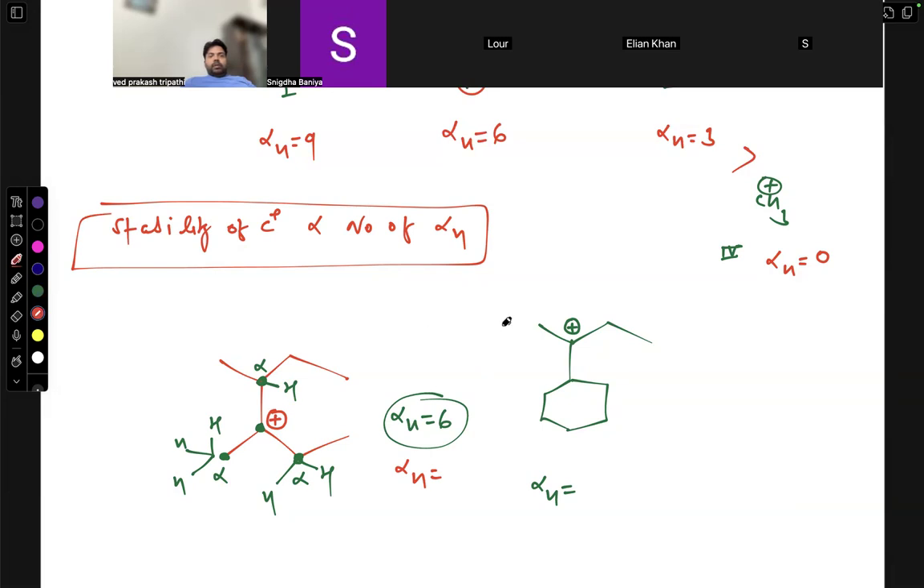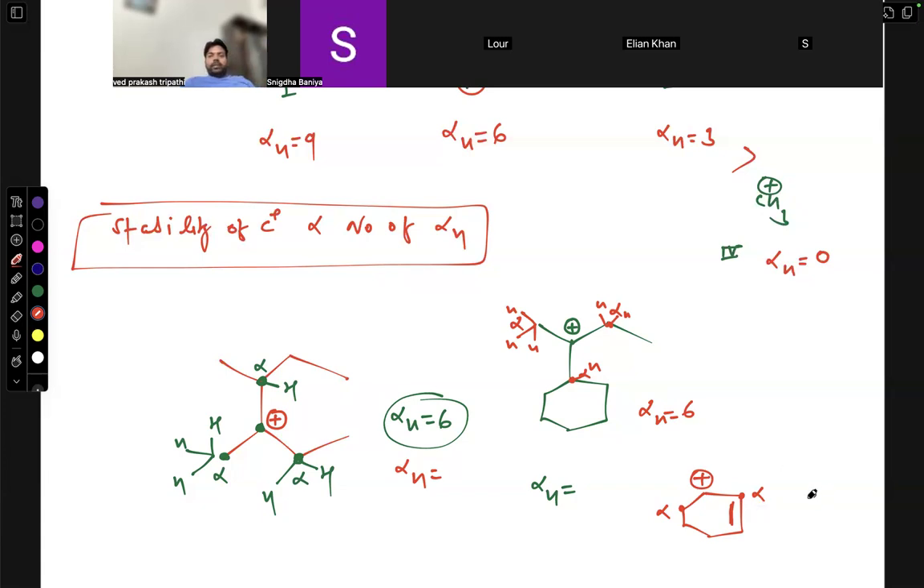Yes, this one is alpha. This one is alpha. This one is alpha. So 3, 2, 1. So 3, 2, 5, 1, 6. Whenever you have a double bond in the neighboring position, suppose here there is a double bond, this is definitely alpha. This one is also alpha. Do not count the hydrogens of the double bond. Clear? Always count the saturated, meaning single bonded, alpha.